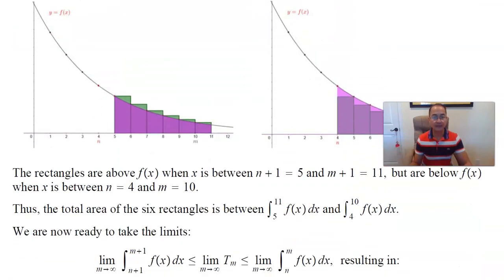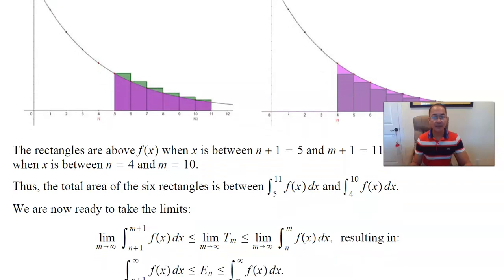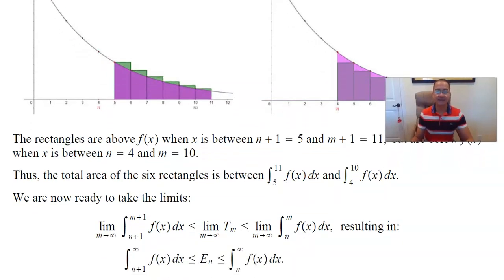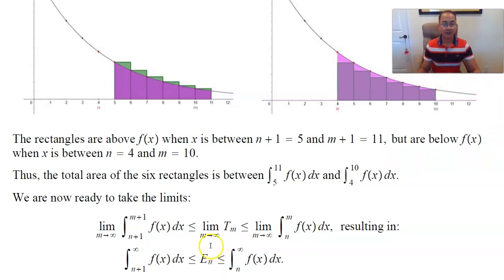So let's scoot down. And now we can go to infinity. The limit as m goes to infinity of t_n is between the limit as m goes to infinity of the integral from n+1 to m, and the integral from n to m, also the limit as m goes to infinity. But we know that these two converge to the improper integrals from n+1 to infinity and from n to infinity. And this inequality might bother you a little bit because n+1 is on the left here and n is on the right.